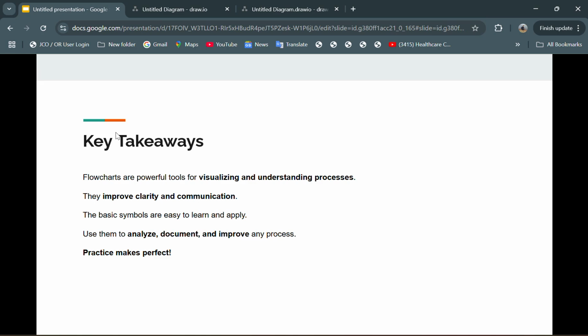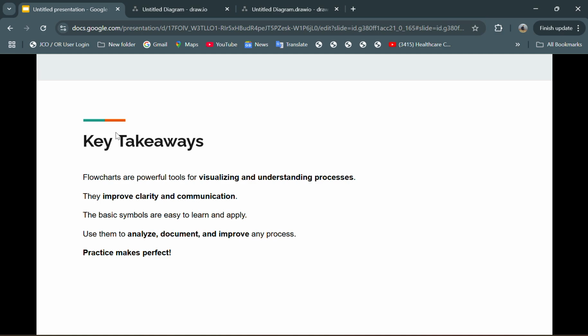They improve clarity and communication between different stakeholders. They clearly show us a picture of how it will look, and the basic symbols are easy to learn and apply. Development can easily start. A new user can understand from the flowcharts what the sequence will be, how that system or functionality will work, and at what time they need to take what action. So the basic symbols are easy to learn and understand.